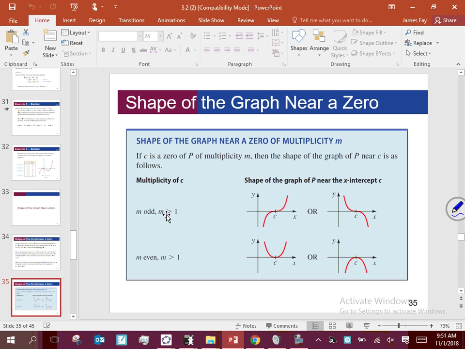If you have an odd multiplicity that is greater than 1, at that intercept you're going to have that kind of inverted S. It's not going to pass through in a very linear fashion, like we see with multiplicities of 1. At the bottom it says you have an even multiplicity that is greater than 1, so squared, fourth, that kind of thing. The higher that power gets when it's even, it's just going to kind of square off the base of that curve. Does that make sense?